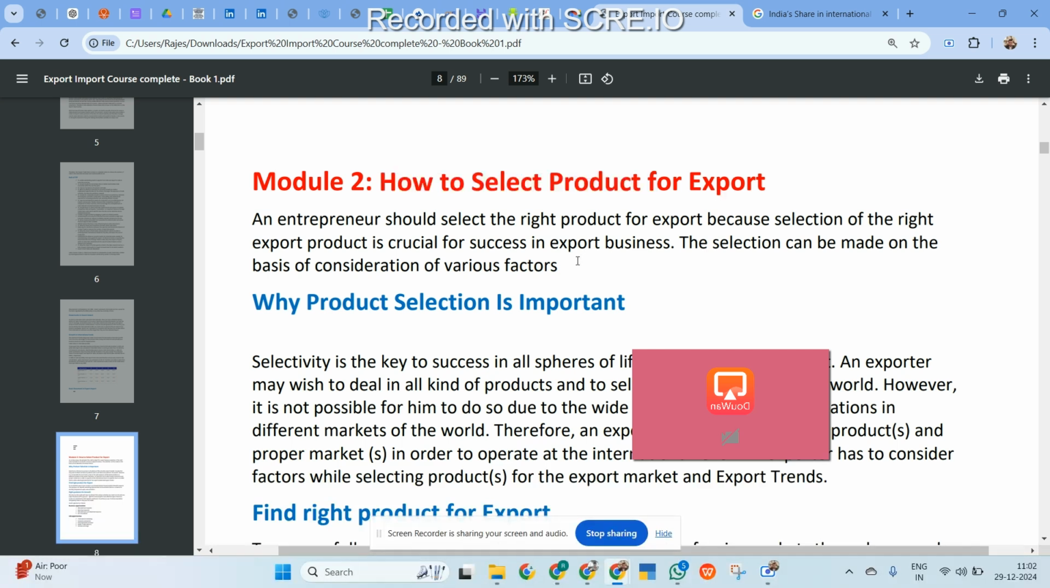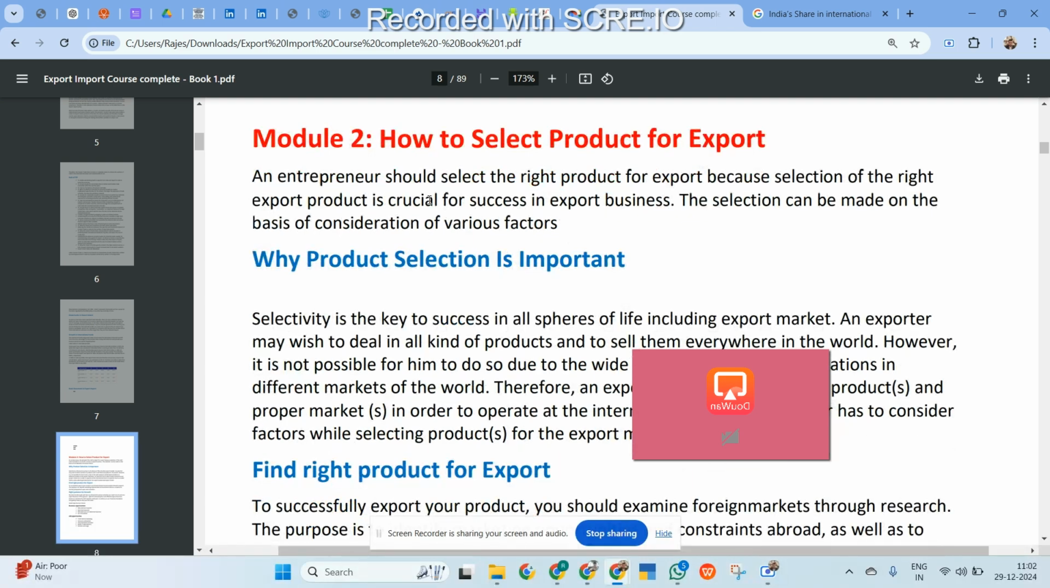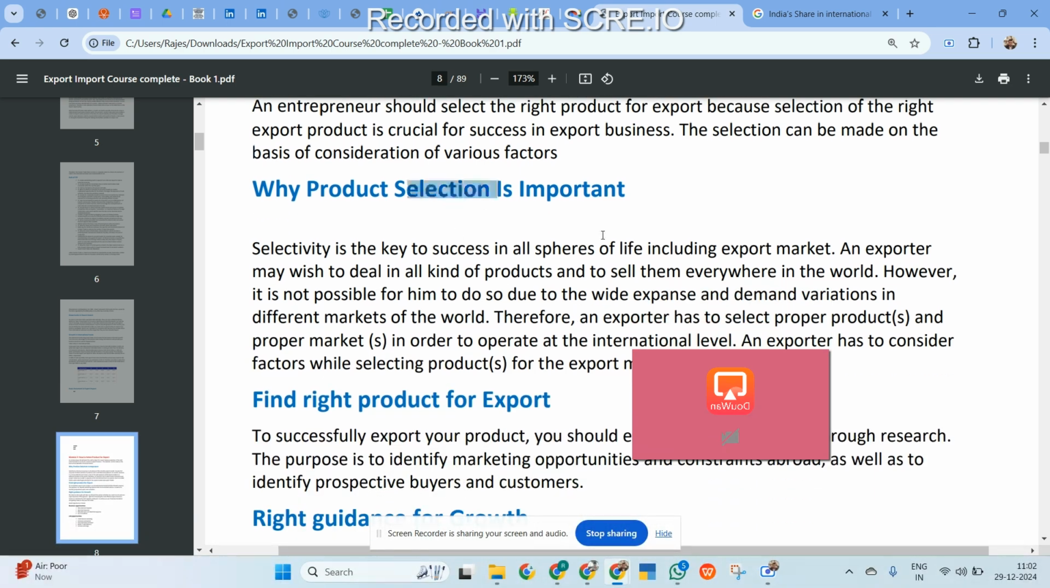How to select a product? An entrepreneur should select the right product for export because selecting the right product for export is crucial for success in export business. Product is everything, right? The selection can be made on the basis of consideration of various factors. Why is product selection important?